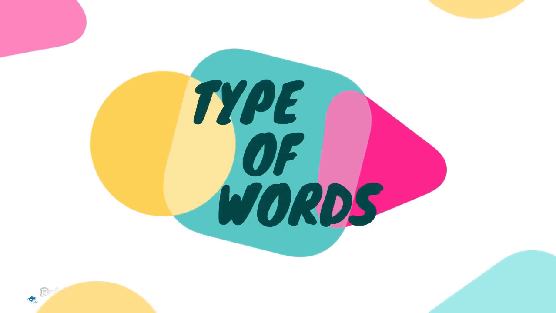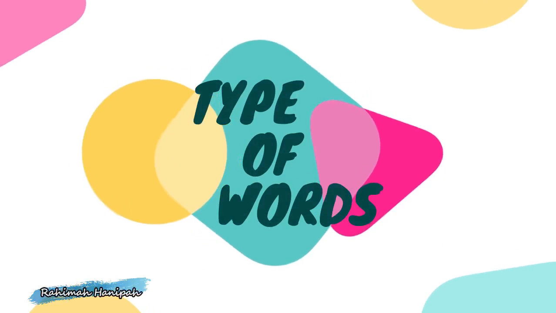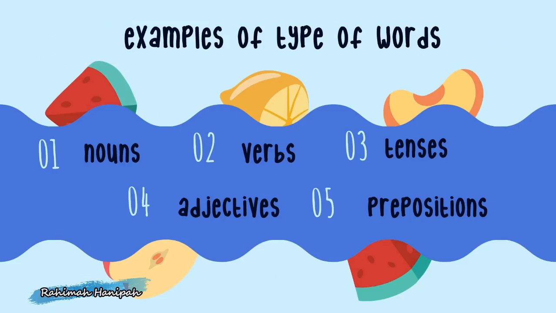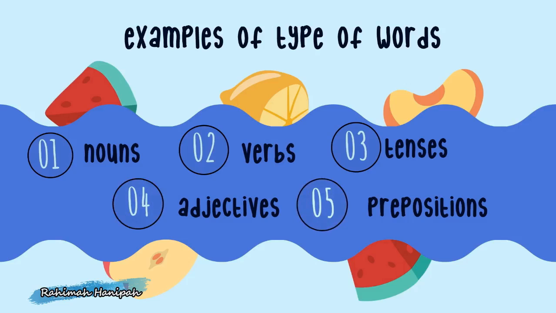Hello everyone, in today's lesson we will be learning about types of words. We will be discussing 5 elements today, which are nouns, verbs, tenses, adjectives, as well as prepositions. Okay, for the first one, nouns.